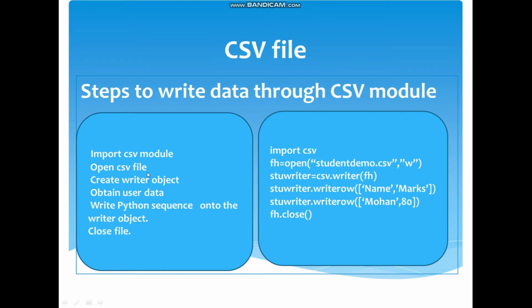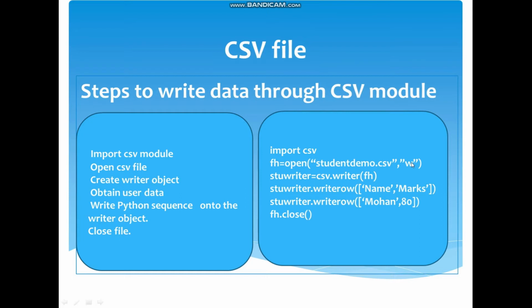Then open the CSV file, and this is the line where we create the file object also. So object equal to open studentdemo.csv. This is the name of the file, for writing purpose. What we are doing is making a file object and telling it that we want to open a CSV file with the name studentdemo, and we are telling that it is for writing purpose.